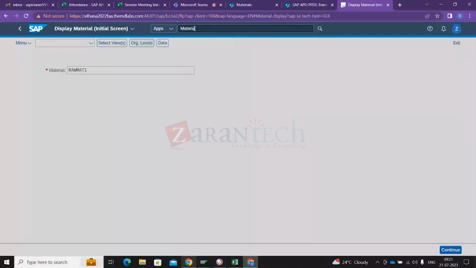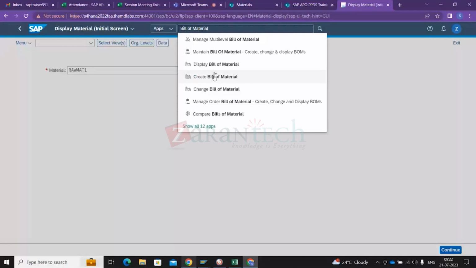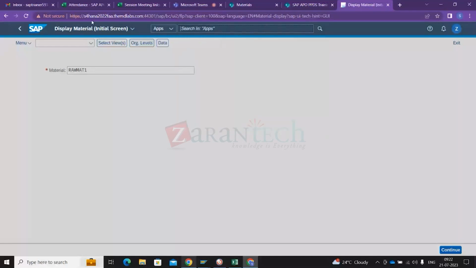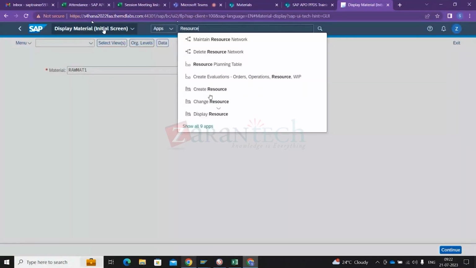Let's see if you can create a bill of material also. So display, create bill of material. So you can also create a BOM. Good. So whatever we would do today, you can create here. Then resource. So create resource. You have it here. Okay. So anything that you want to create today and that I'll be creating, you already have that access here.